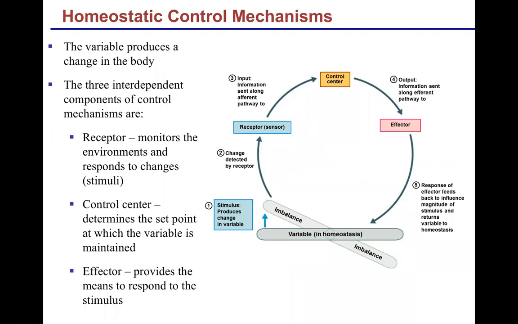So there are changes made by the effector response that reverse the change in the stimulus and bring the body back to the same internal environment. These three steps, receptor, control center, and effector, combined together help in keeping the homeostatic control of our body.